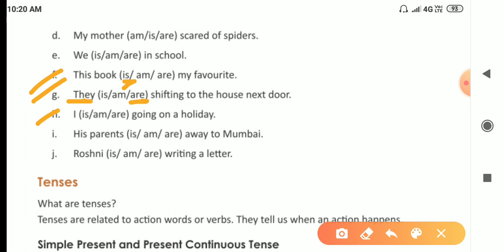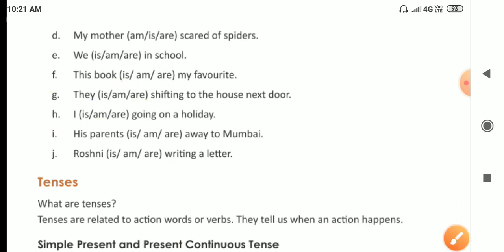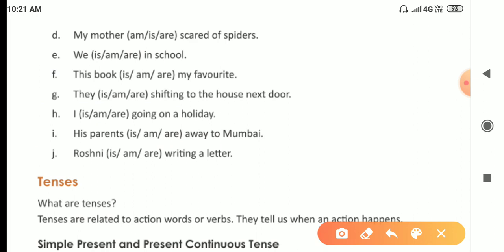Okay, next, I am going on a holiday. We read in the table that with I we always write am. Okay, next, his parents are away to Mumbai. His parents, we are talking about mother and father both. So these are plural, so we will write here are. His parents are away to Mumbai. Next, in the last, Roshni is writing a letter. Roshni, one girl is here, so we will underline is here. Roshni is writing a letter.